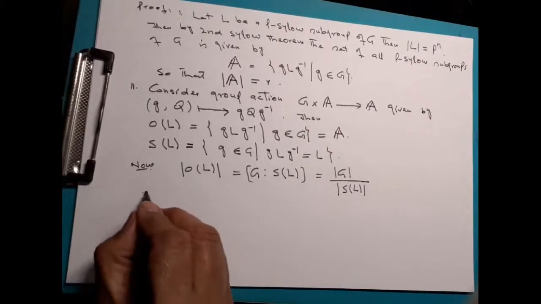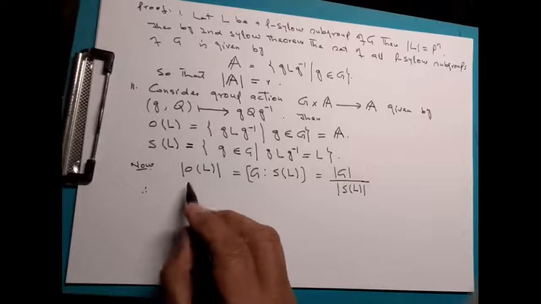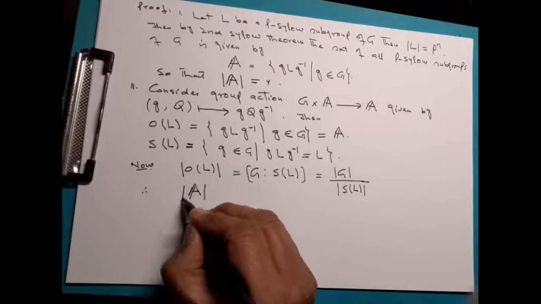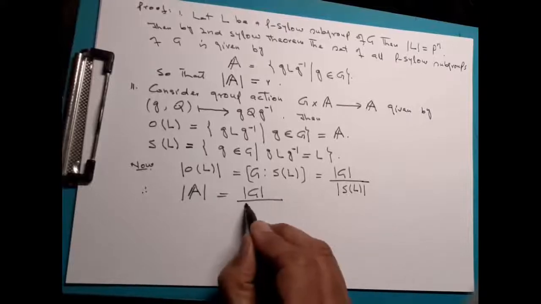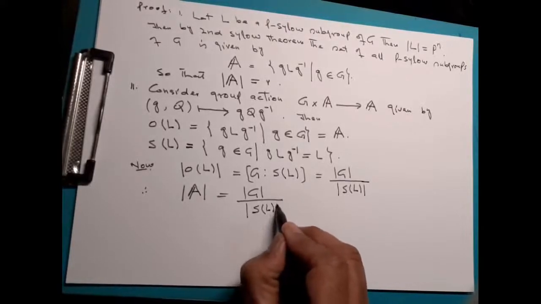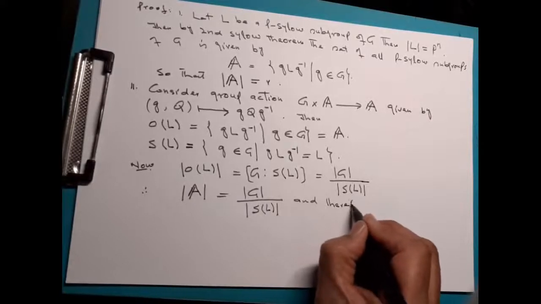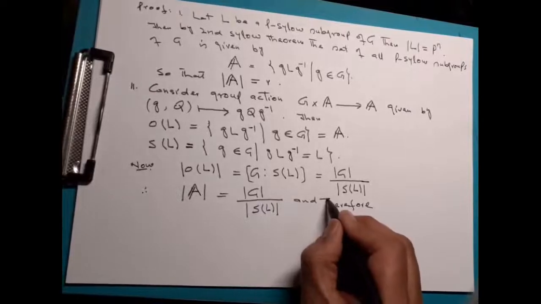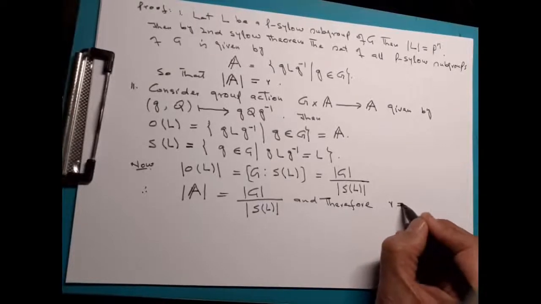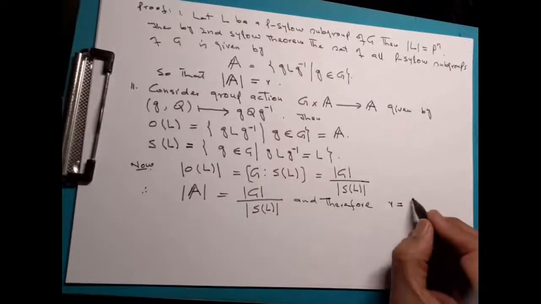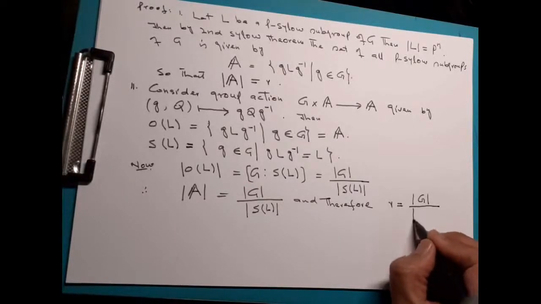And therefore, now the orbit of L is equal to A. So we can write the number of elements in A is equal to the order of group G divided by the order of the stabilizer of L. And therefore, the number of elements in A, we know that is equal to R. Number of elements in A is equal to R. So R is equal to the order of group G divided by the order of SL.